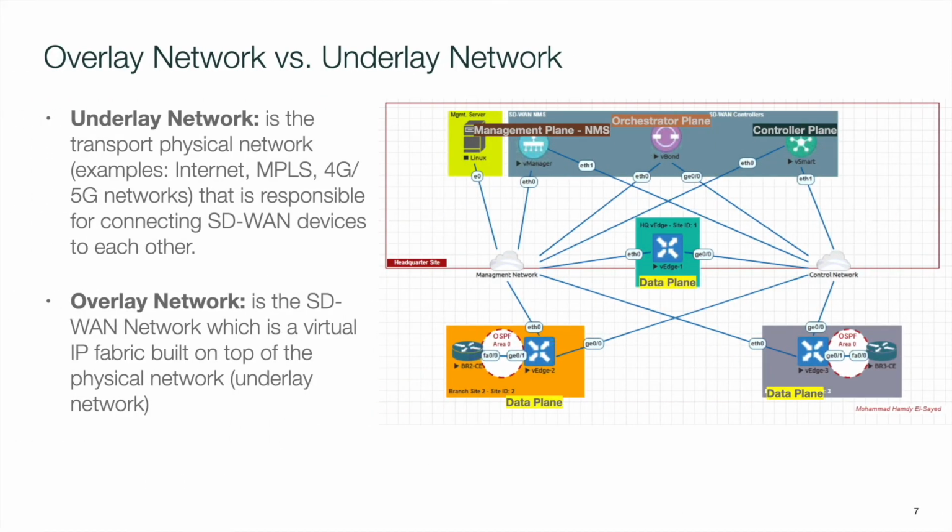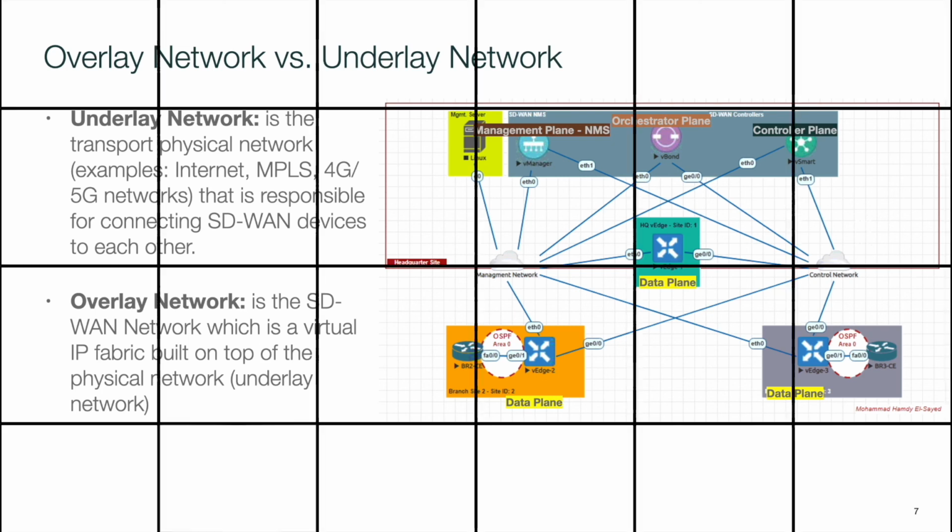Overlay network versus underlay network. The underlay network is the transport physical network, like Internet, MPLS, 4G, and 5G networks, that is responsible for connecting SD-WAN devices to each other. This is the physical infrastructure of the SD-WAN. The overlay network is the SD-WAN network, which is a virtual IP fabric built on top of the physical network, which is the underlay network.